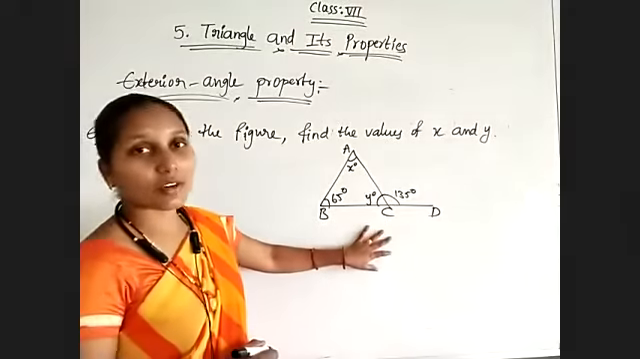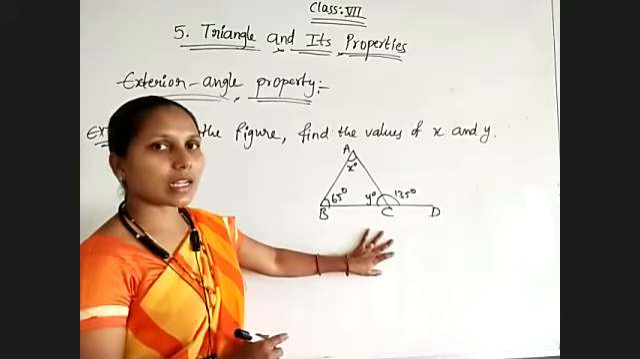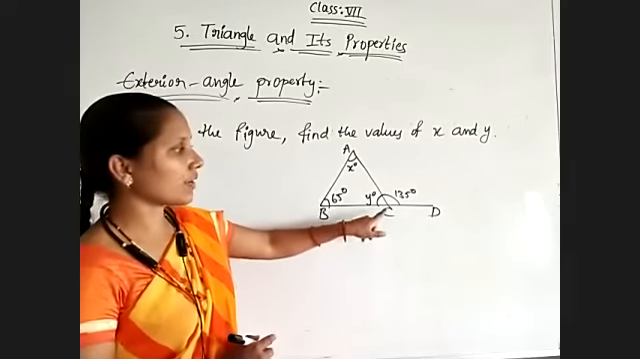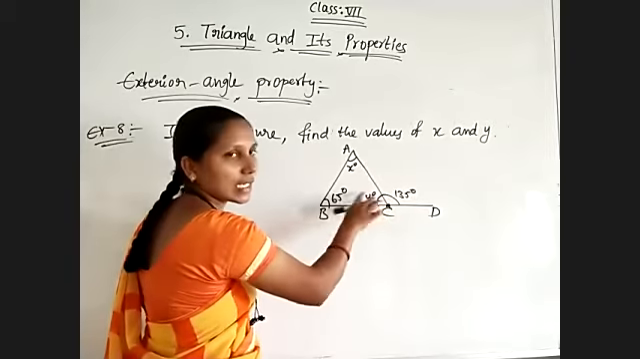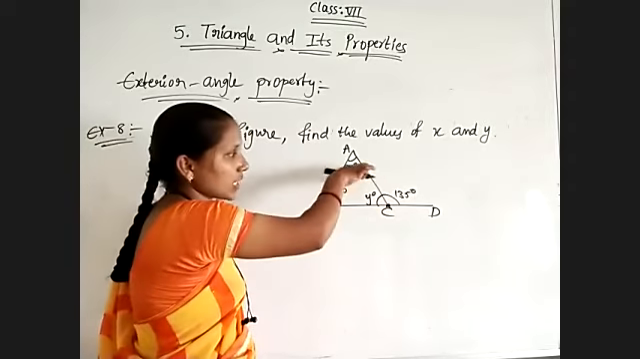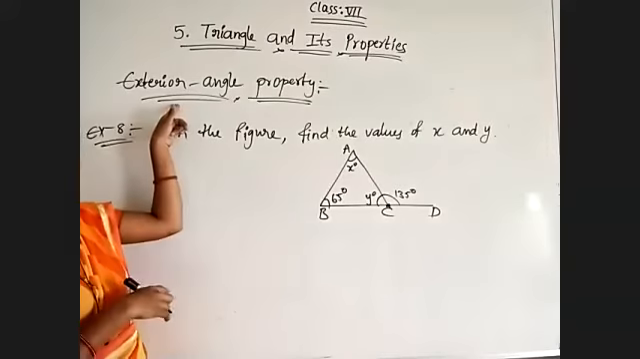See, such type of questions we already got in angle sum property, exercise 3 also. There we have used angle sum property. For that we did that. First we found the y value by using linear pair. After that by using the angle sum property we found x. But now we know exterior angle property.